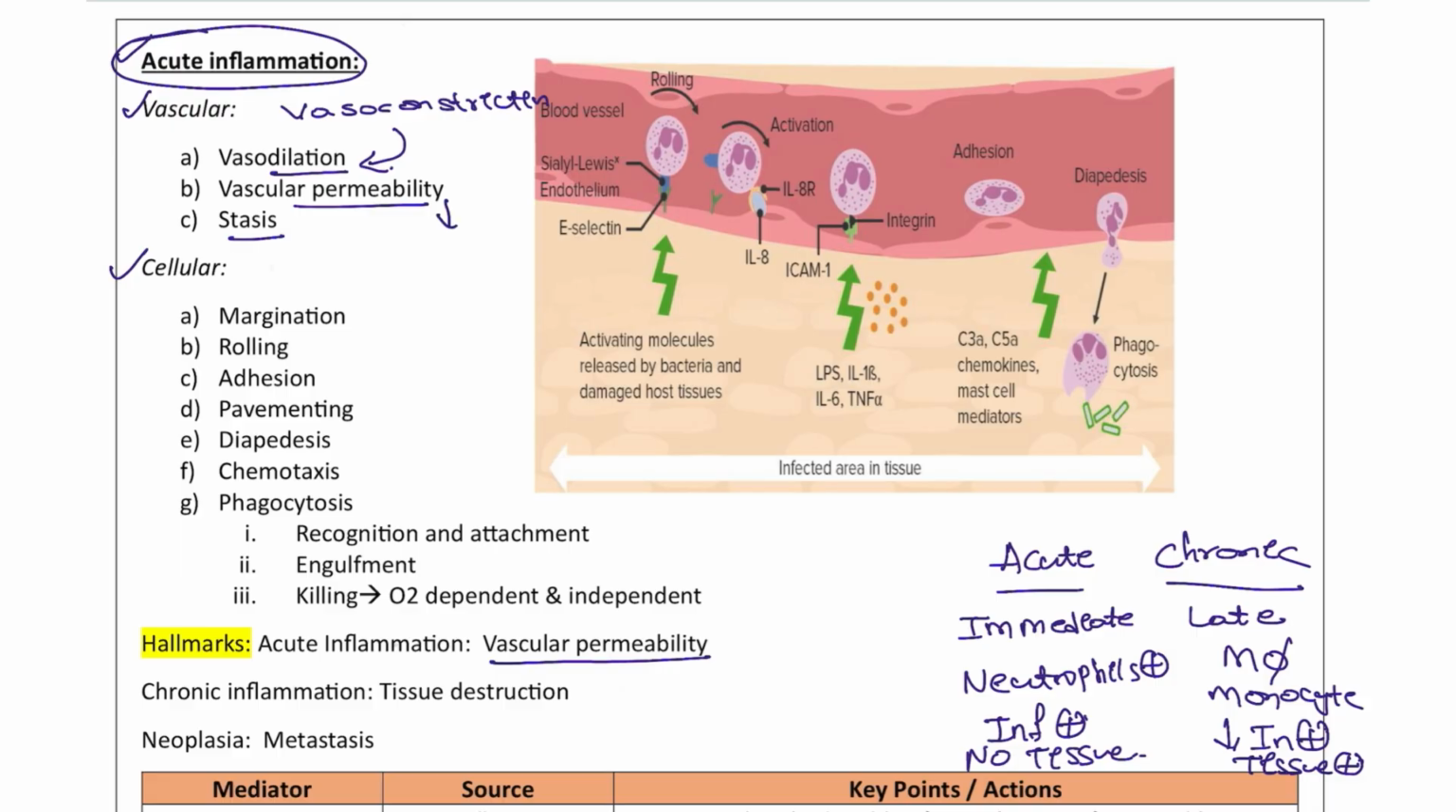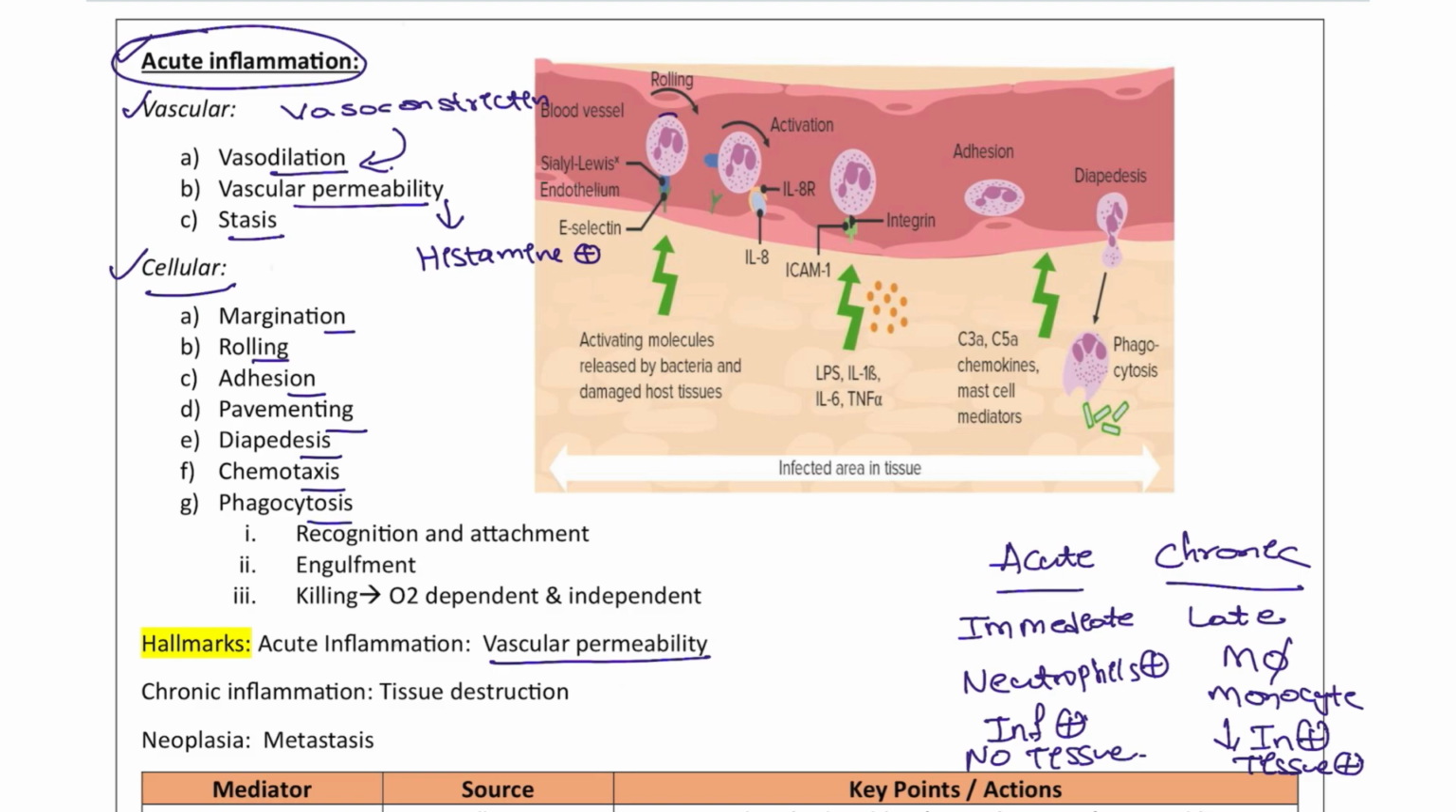And here comes the question, what is involved here? What is involved here is histamine. Histamine is the main one that is involved. And next, cellular. What is the cellular? Here you can see there will be margination, rolling, adhesion, pavementing, diapedesis, chemotaxis, and phagocytosis.